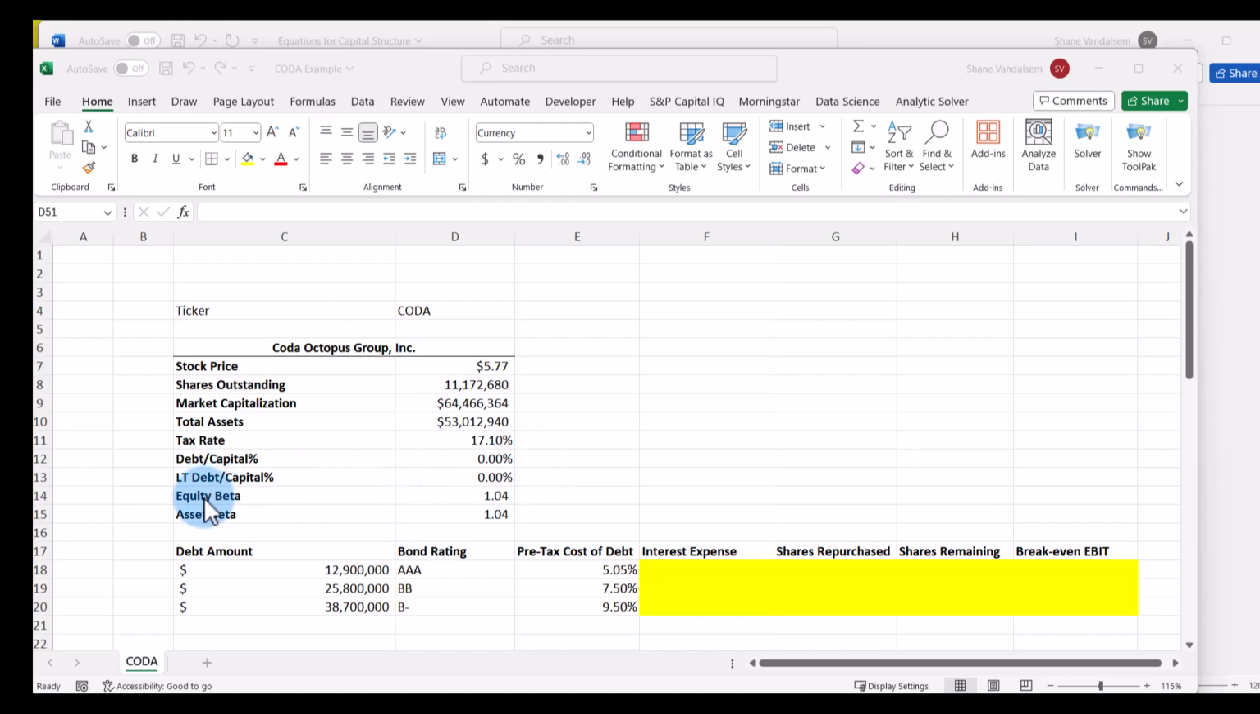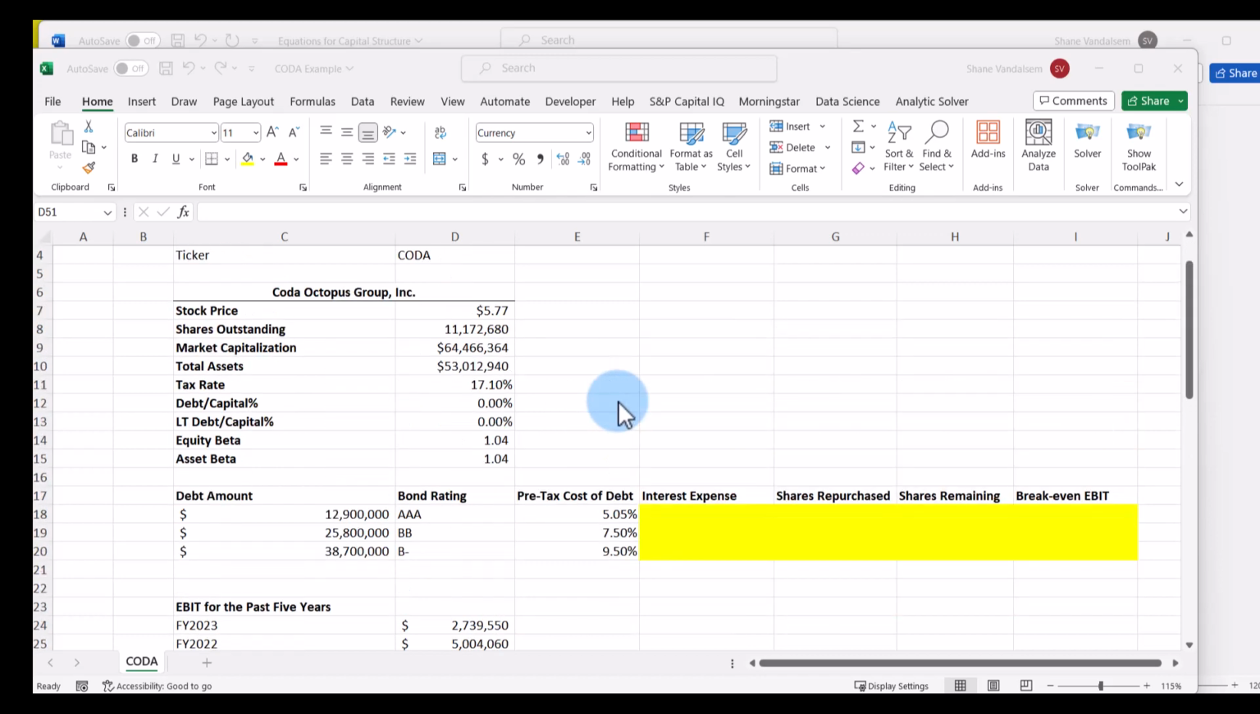The equity beta, or the levered beta for the firm, is 1.04, as well as the asset beta, and that's again because the firm currently doesn't have any debt. So we're going to be evaluating three different levels of debt for the firm, in addition to the current situation, which is the firm without debt.